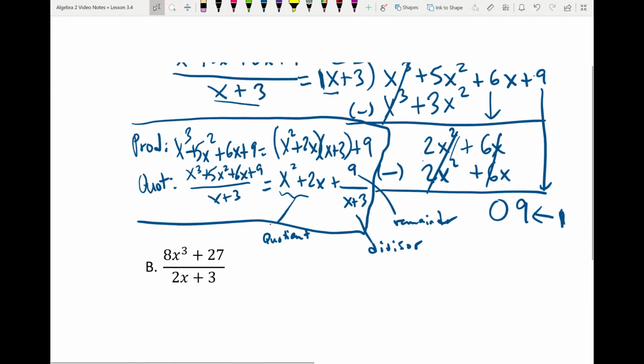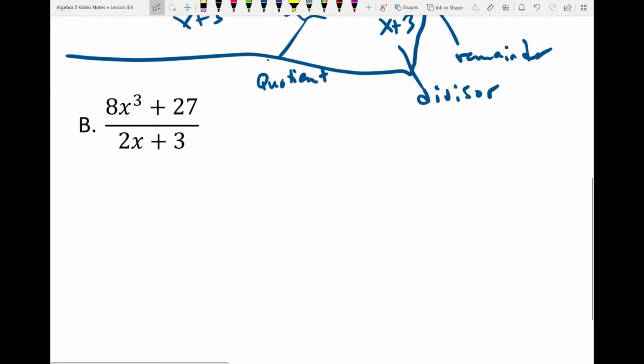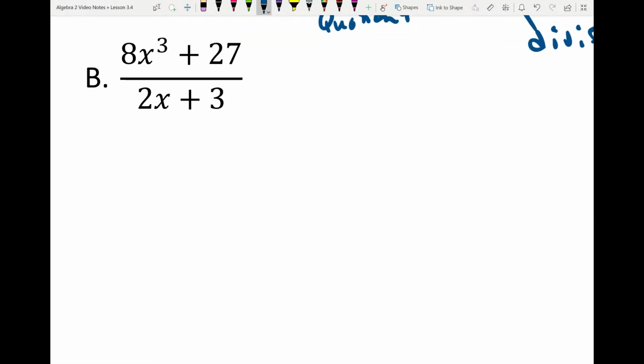All right, so we're going to repeat this process for part B. So we're going to divide these two polynomials together. So again, the top guy is my dividend. The bottom guy is my divisor. So we're going to set this up in a traditional format.